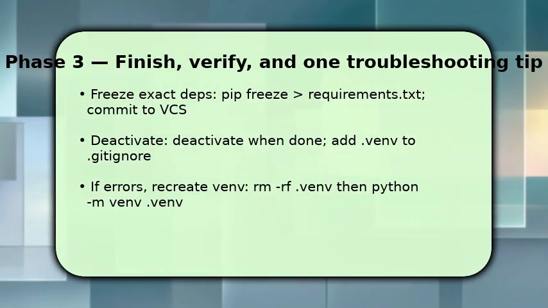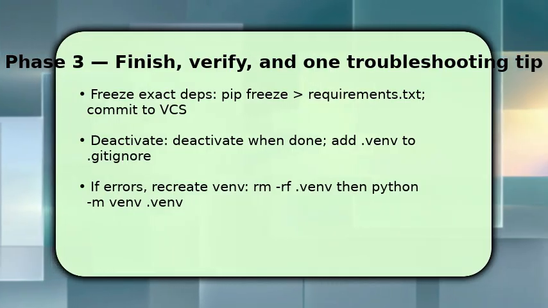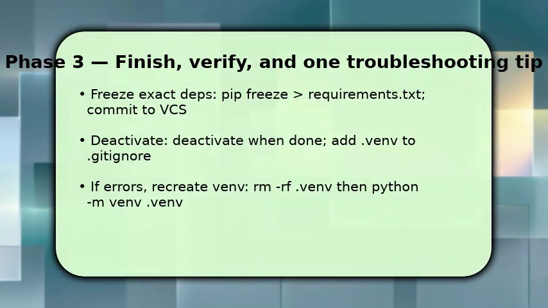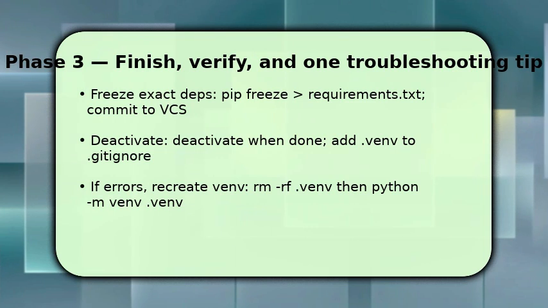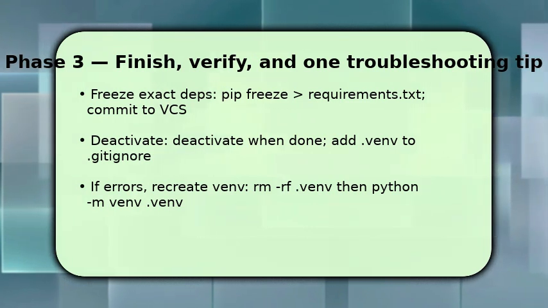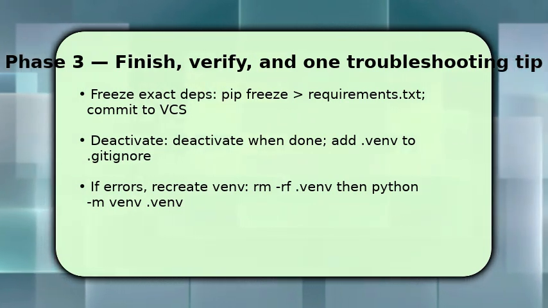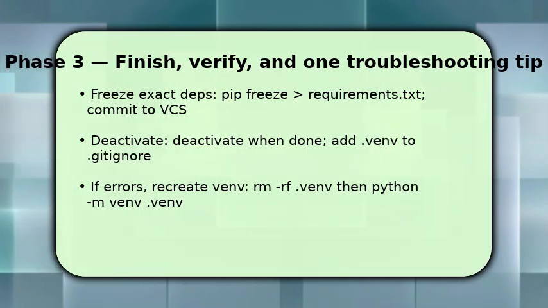If something breaks, say binary wheels mismatch or import errors, recreate the venv. Delete venv and run python -m venv venv, then reinstall from requirements.txt. This often resolves corrupted state or leftover platform-specific artifacts quickly.